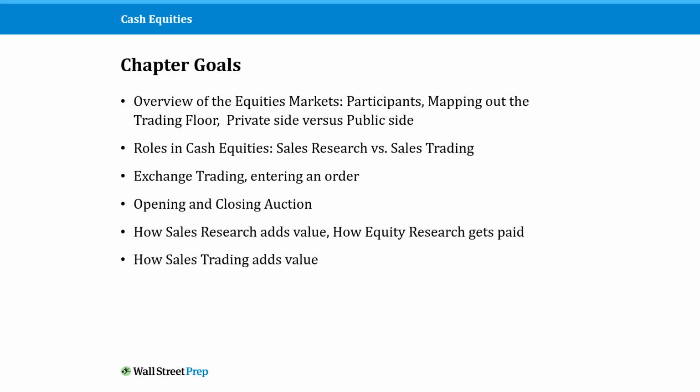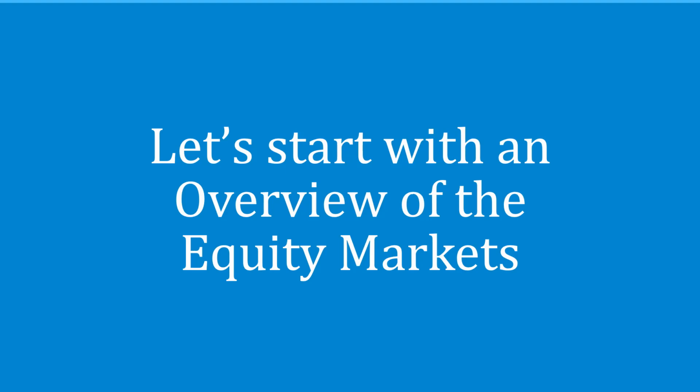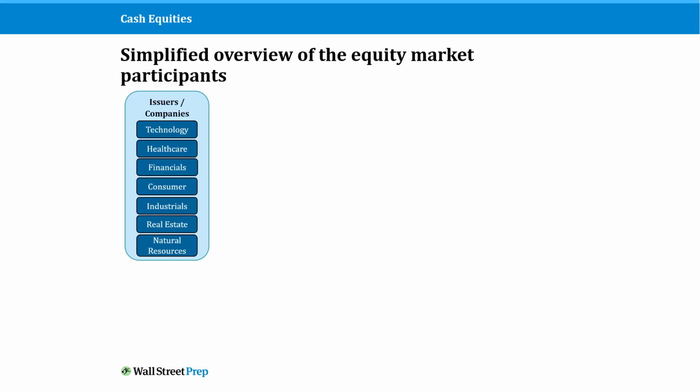And then we'll talk about sales trading and how a sales trader adds value. And part of that comes from trade execution. So we'll talk about order routing and trading venues. And then we'll conclude by talking about order types, qualifiers, and conditional orders. So let's get started. Let's start with an overview of the equity markets.